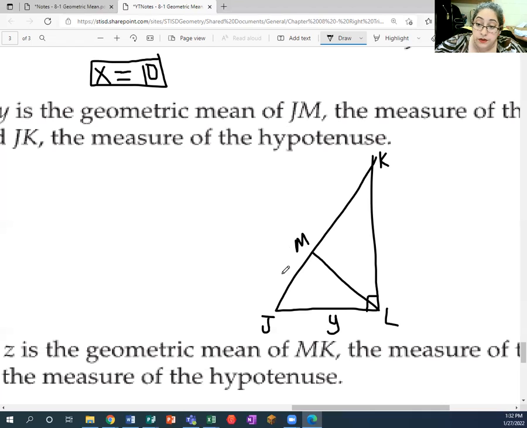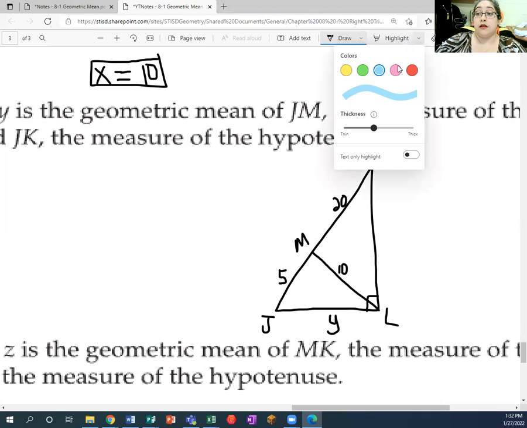Now, I was told that this piece is 5 units and this piece is 20. I've already calculated the altitude, so I could write that in. And now I need to find Y. So I'm going to highlight Y real quick.